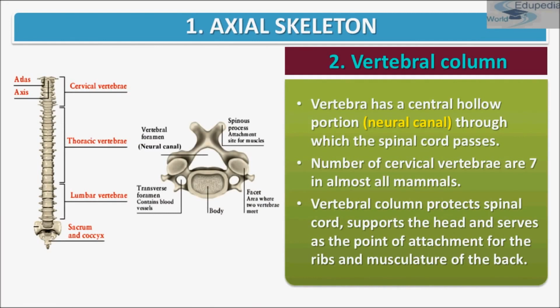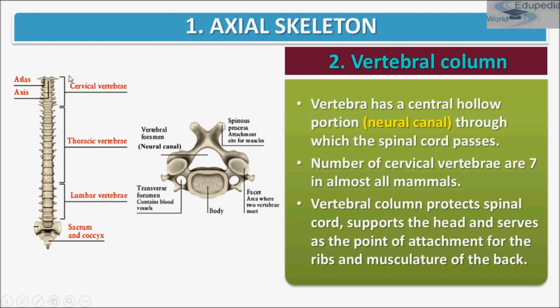As I have told you, a vertebra is the unit of the vertebral column. The vertebra has a central hollow portion which we call the neural canal. See, this is the neural canal, through which the spinal cord passes. The number of cervical vertebrae is 7 in almost all mammals, that I have already taught you. See, this is your atlas, that is your first vertebra, which moves with the help of the occipital condyle, which is present just above it.